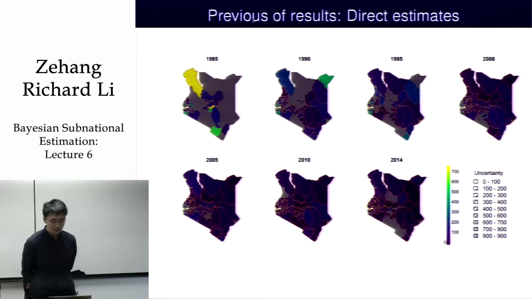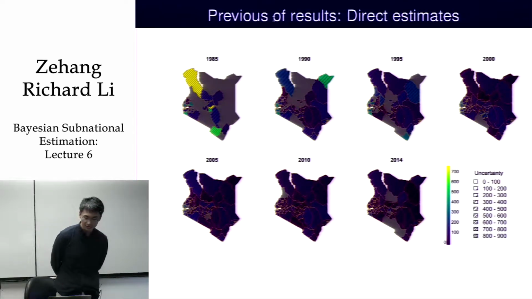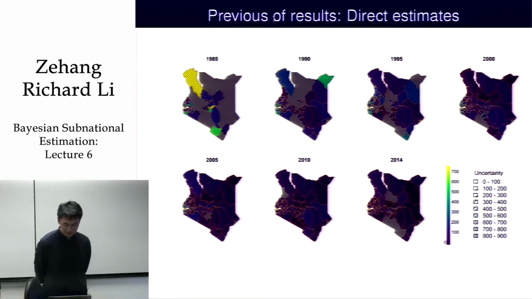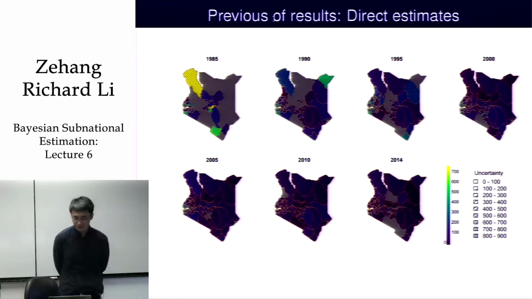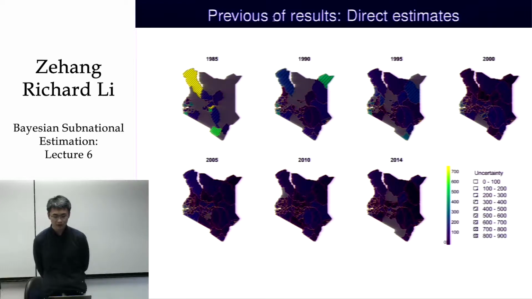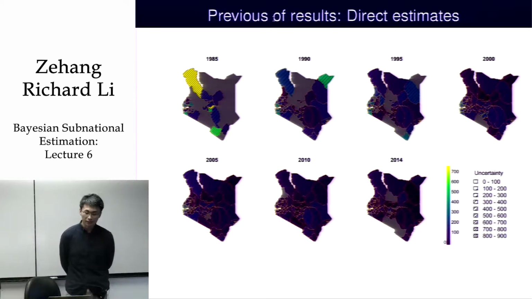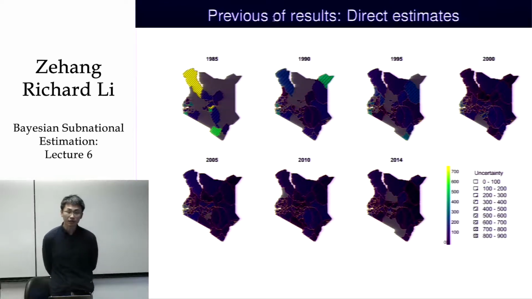And just to give you a preview of some of the results. So this is the first, probably not the last typo, the preview of the results, not the previous. So these are the direct estimates that I'm plotting out here. Remember the target we're working on is to get yearly estimates of U5MR.